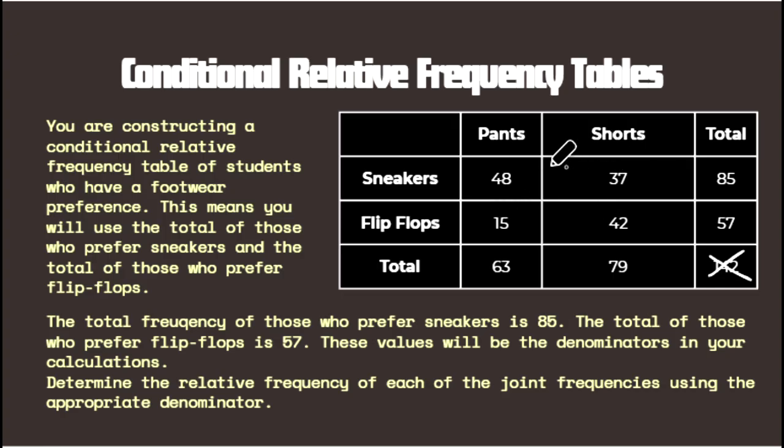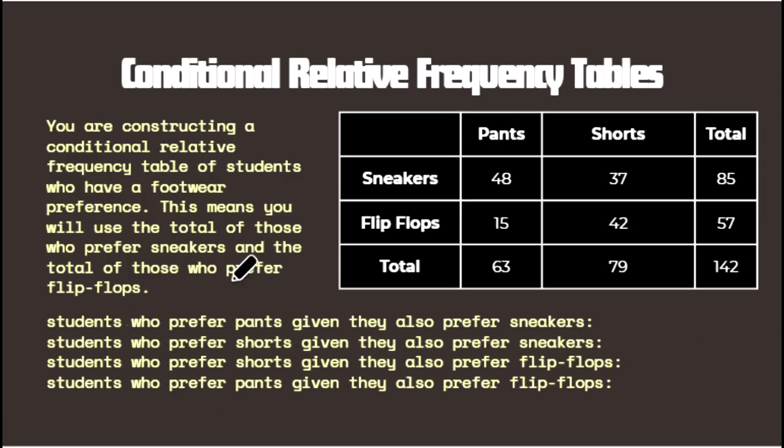Determine the relative frequency of each of the joint frequencies using the appropriate denominator. So it wants us to figure out the frequencies here using our correct denominators, okay? Students who prefer pants, given that they prefer sneakers. So this one, it's already told us we're not using this one and we're not using these ones, okay? So we're going to go 48 divided by 85, is going to give us 0.564. So this is 56%. I'm not writing the percents because it's already messy, okay?